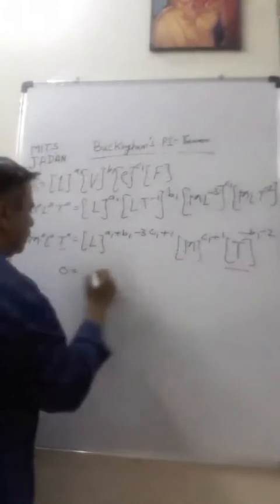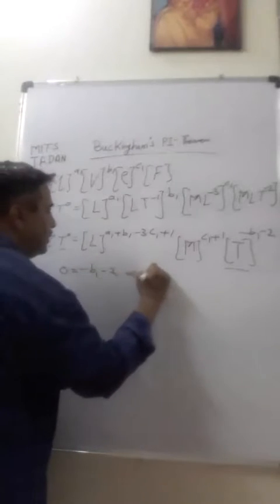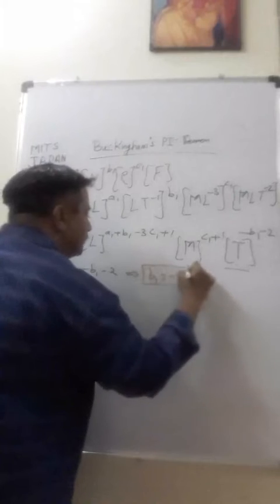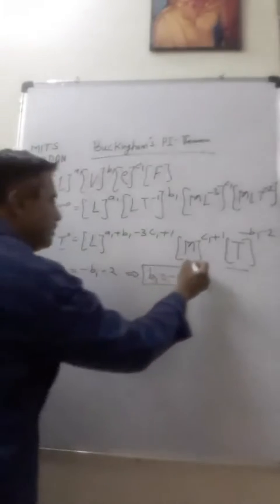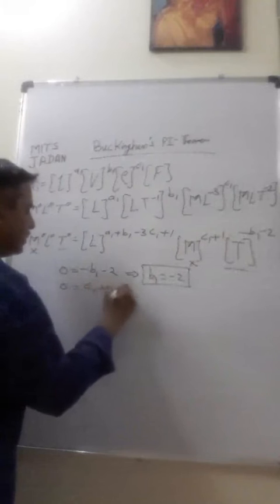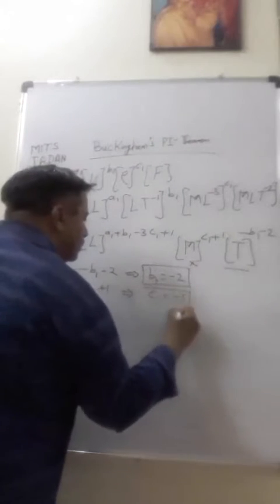Here t is 0. So we have 0 is equal to minus B1 minus 2, which indicates that B1 is equal to minus 2. Then we will compare mass. Again on the left hand side it is 0. On the right hand side it is C1 plus 1. Therefore C1 is equal to minus 1.